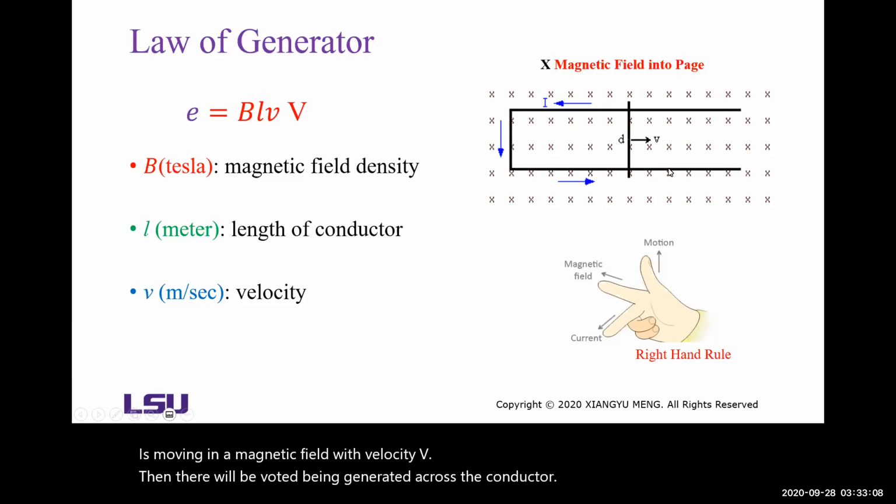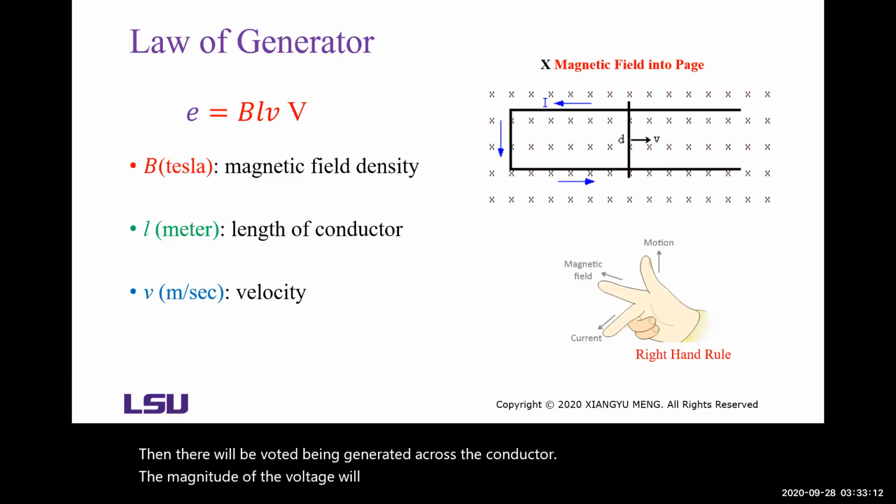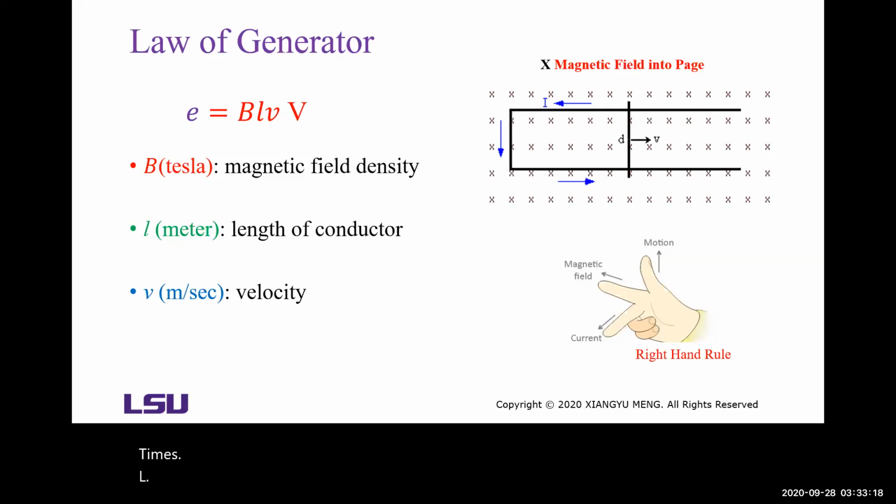The magnitude of the voltage will be B times L times v. B is the magnetic field density, L is the length of the conductor, and v is the velocity. Then the direction of the voltage, in other words, the positive and negative of the voltage, is determined by the right-hand rule.